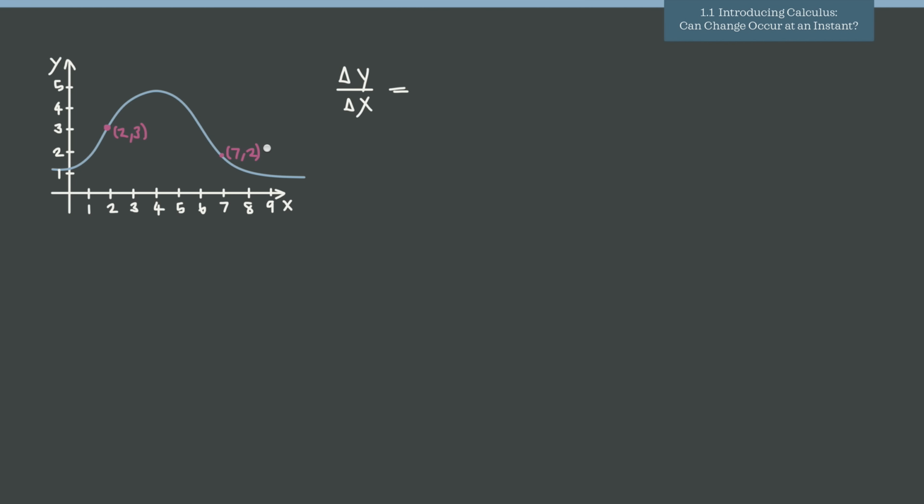So the change in y, we'll just find the difference between the y values: 2 minus 3. And then the change in x, we'll take the difference between the x values, so 7 minus 2. And remember that it doesn't matter the order of the points that we use, as long as we stay consistent. We started with the values in this point and subtracted the values in this point, but we could have done it the other way as well and ended up with the same value. So what we get here is -1 divided by 5, or -1/5. So the average rate of change between those 2 points is -1/5.